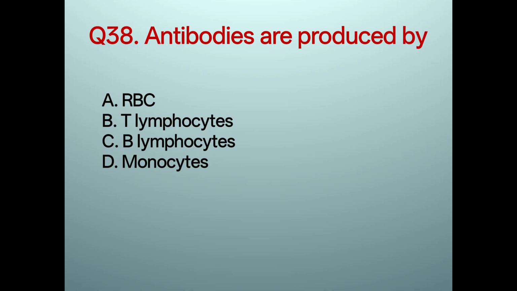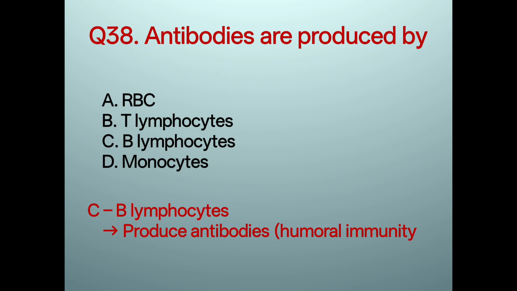Antibodies are produced by RBC, T lymphocytes, B lymphocytes and monocytes. The correct answer is B lymphocytes produce antibodies.